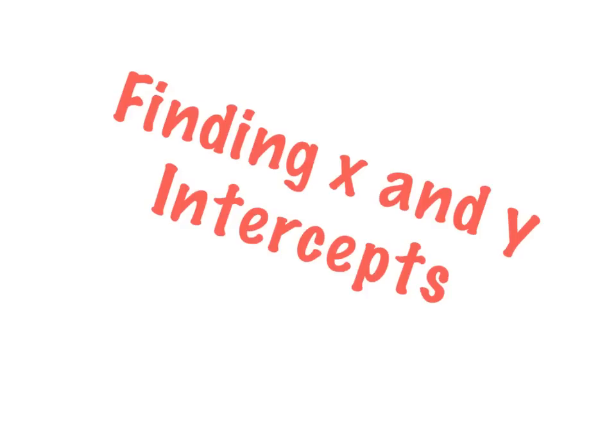We are finding x and y intercepts today. We know what it looks like on a graph because we've seen the line cross the x-axis, and we've seen our graphed line cross the y-axis. But today we're going to talk about what happens when I give you just an equation, and I say, don't graph it, but find the x and y intercepts.